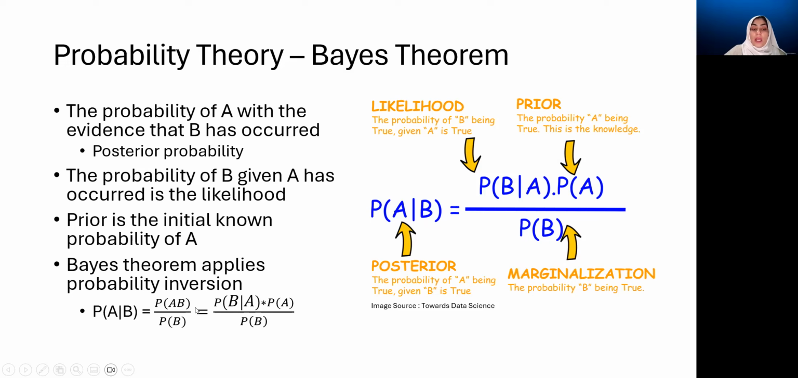And you can clearly see that the probabilities have been inverted here. Although we are trying to find out the probability of A, here we are trying to find the conditional probability of A. And the value of probability of A that we use here is the initial or the prior probability that we know before the occurrence of event B.